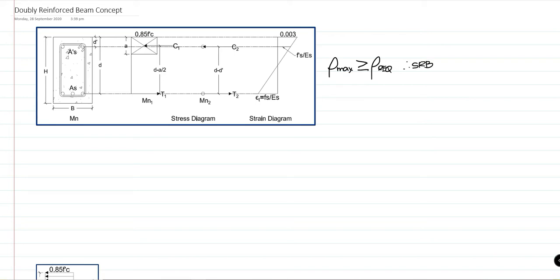So, however, if our required steel ratio is greater than the maximum steel ratio, therefore, this one is a doubly reinforced beam. This is for the case of the design. Pero kapag nandun tayo sa analysis, ang tinitignan natin is yung actual steel ratio.